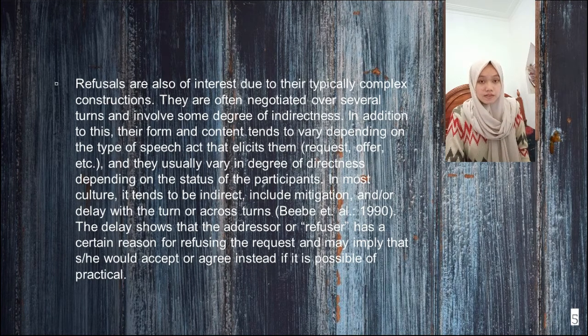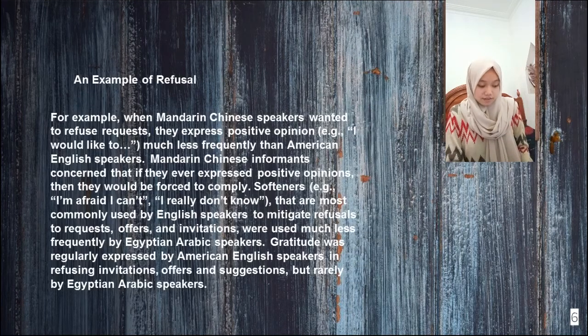According to Beebe et al. 1990, the delay shows that the addressor or refuser has a certain reason for refusing the request and may imply that she or he would accept or agree instead if it were possible or practical. An example of refusal: when Mandarin Chinese speakers wanted to refuse a request, they expressed positive opinions, for example "I would like to", much less frequently than American English speakers.